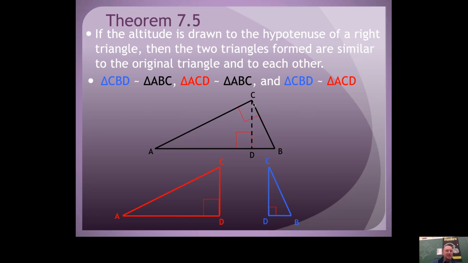So notice what this segment CD does. That's the altitude to the hypotenuse. It breaks this big right triangle into a smaller right triangle and then a triangle that's even smaller than that, that's also a right triangle. So what you end up with is this big black right triangle, triangle ABC, and then you have this smaller right triangle, we're calling it triangle ADC, and I pulled it out and made it red. Also, you have triangle CDB over here that I made blue, which is also a right triangle. So when this altitude to the hypotenuse is drawn on a right triangle, what happens is you get three right triangles and they're all similar to each other.